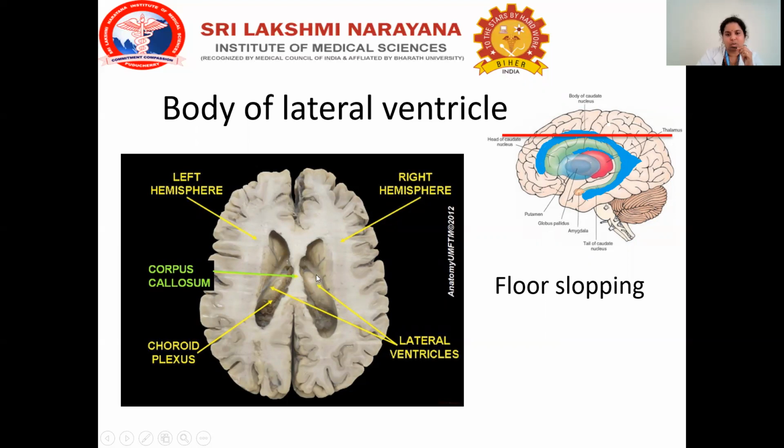There is a small groove between the body of the caudate nucleus and the thalamus, which holds two small structures. One is the thalamostriate vein. This vein drains the thalamus and the striatum part of the deep cerebral nuclei. And one more small white structure, a bundle of nerves called the stria terminalis. They are seen in this sloping floor.